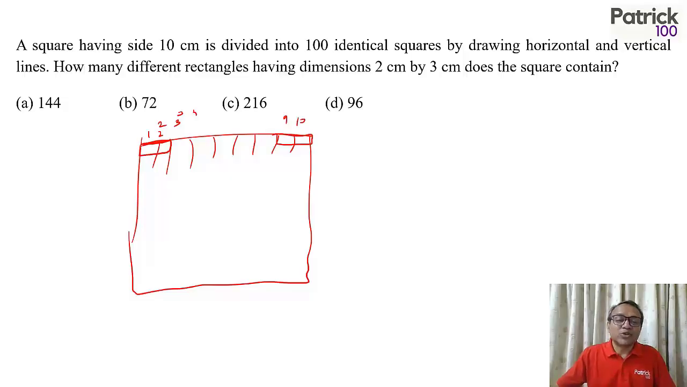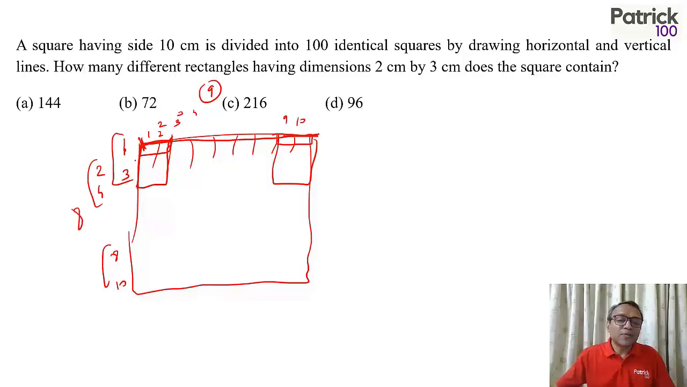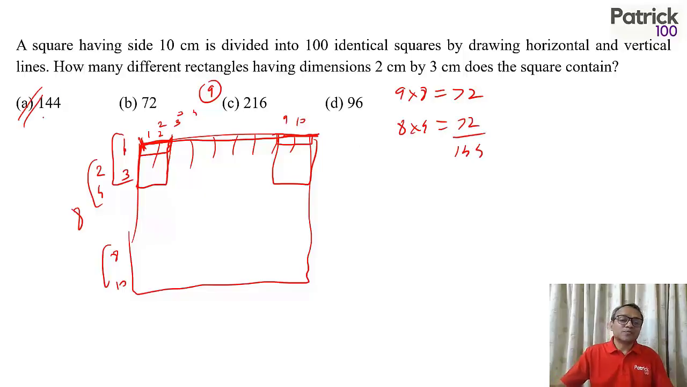If I take dimension 2 and then 3, I want rectangle 2 by 3. So there are 9 such cases I can take on one side where I can take 2 as a length, right? 1, 2, 2, 3 up to 9, 10. For dimension 3 out here, it can be 1 to 3, first square to third square, up to 8 to 10. 1 to 3 would be 1, then second to fourth would be second, up to 8 to 10. So if I'm taking 2 by 3, I can find 9 into 8, 72 rectangles. But if I take 3 by 2, reverse, it will be again 8 into 9, 72 rectangles. So total 144 rectangles, A option, right?